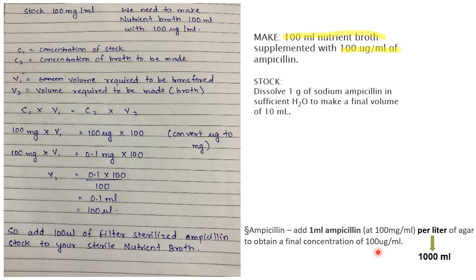So the first example we saw was for 150 ml of nutrient broth, the second we saw for 100 ml of nutrient broth, and the third one here is for per liter, that is 1000 ml. Okay, so by using the same formula, you can do the calculations, match your units, and the volume which you get in your answer is what you need to transfer from your stock solution to your media. Okay, and this is how you get your antibiotic concentration calculations done.